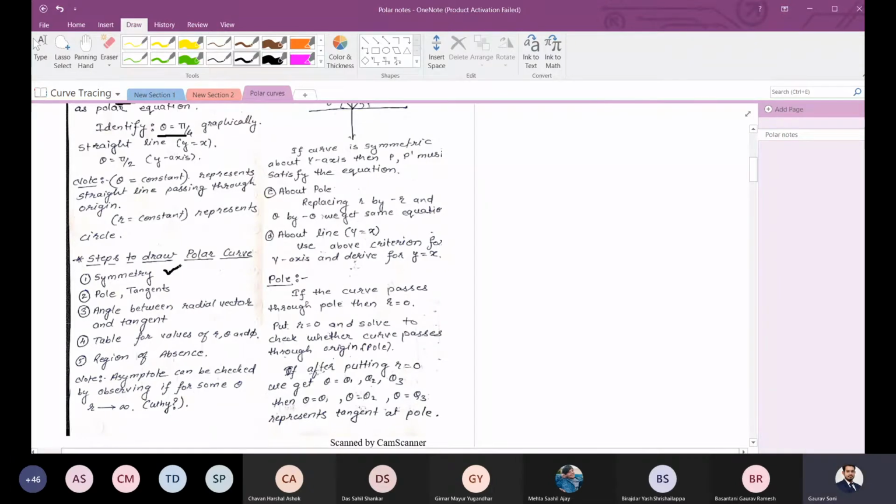the first one we need to check is the symmetry. Then the second is pole and tangent. What do we mean by pole in a polar coordinate system? It is the origin. The origin is called, this is nothing but the pole.